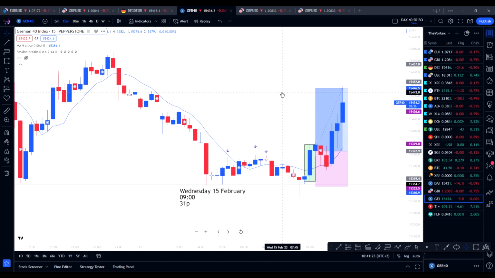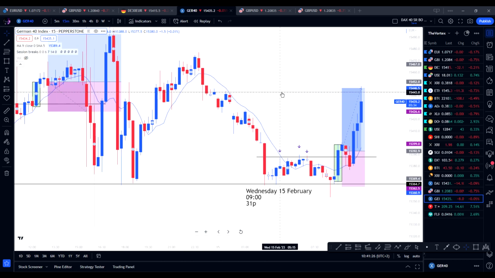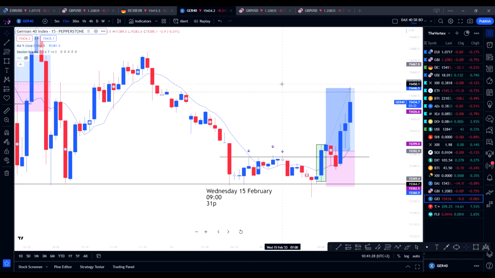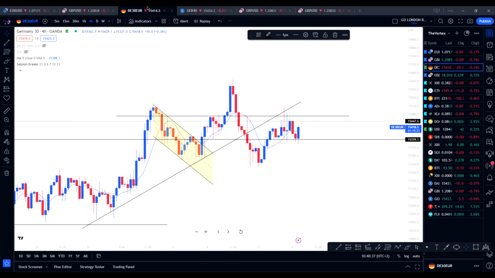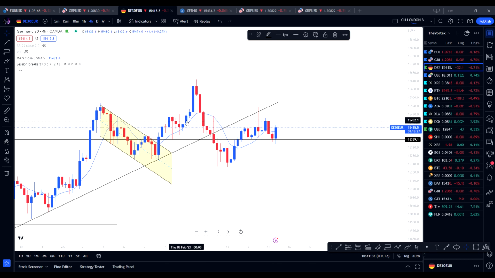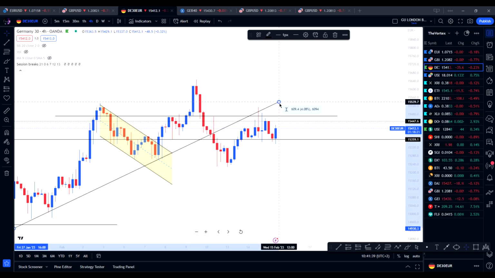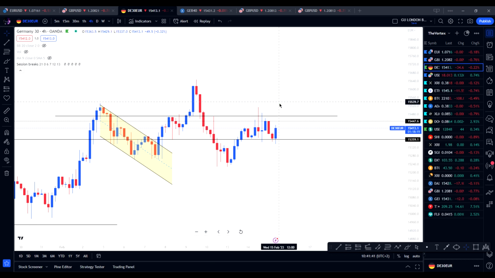Alright guys, so what we see here is the German DAX 40 on the 15-minute time frame. I want to show you guys something quick. I'm going to switch to the 4-hour. Alright, this is the 4-hour time frame. Let me remove this blue moving average. Let me remove this trend line. Let me remove this yellow faded channel.